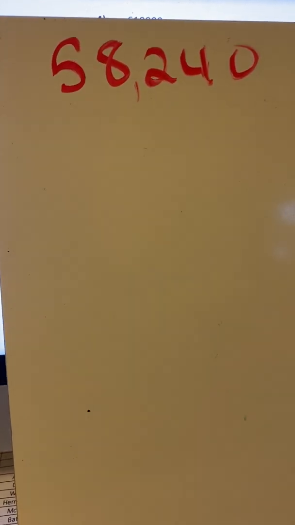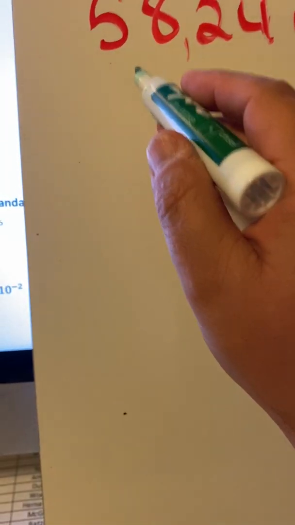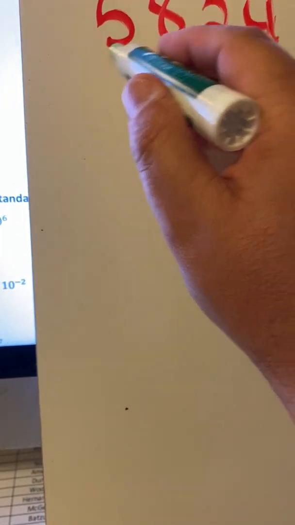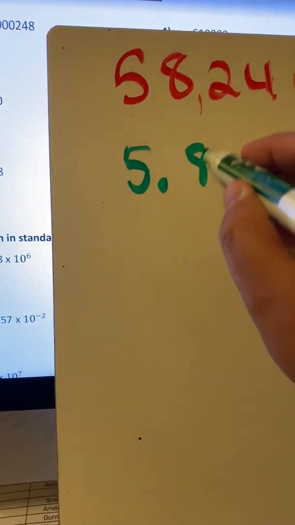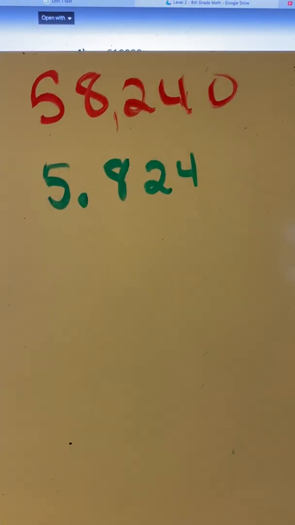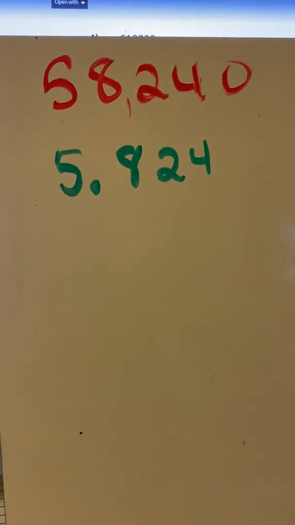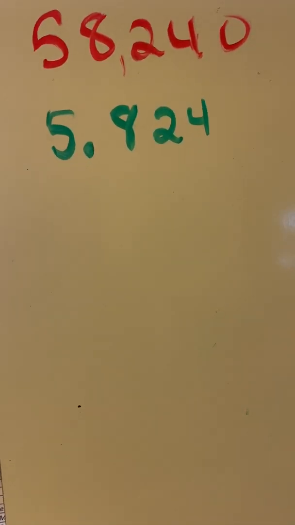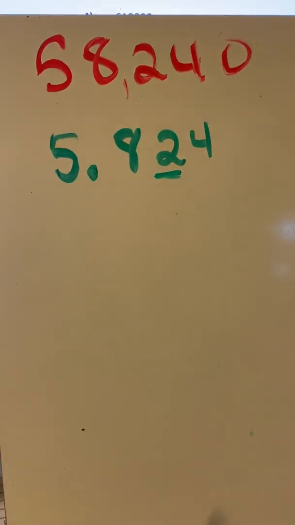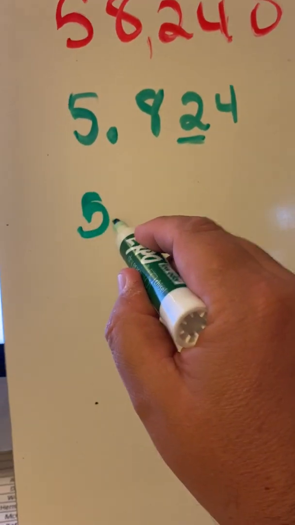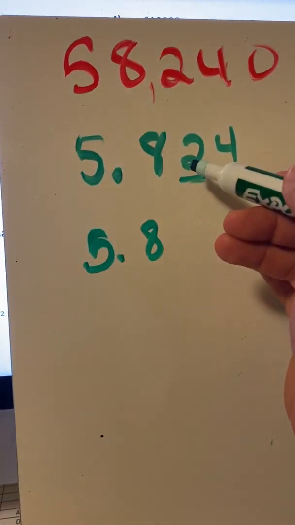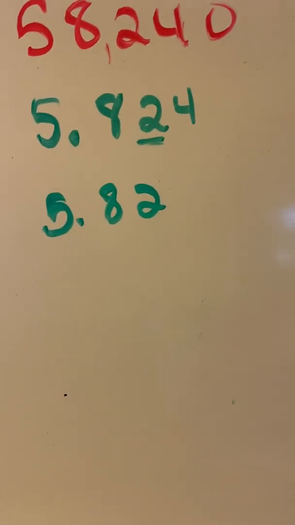When I write this as scientific notation, I'm going to take the decimal and put it after the first non-zero number. So it should be 5.824. Now, in some of the cases, they will say round it to the nearest hundredth. So you've got to round it to the 2 here. It'd be 5.8, but the 4 makes the 2 stay the same. So it'd just be 5.82.